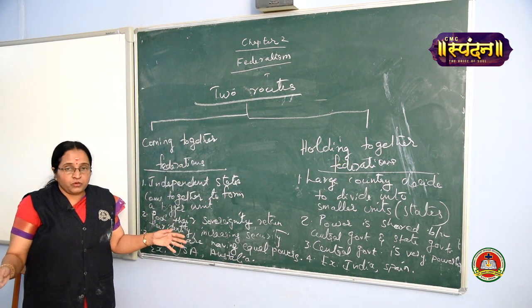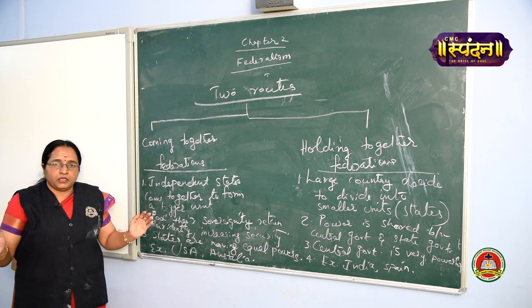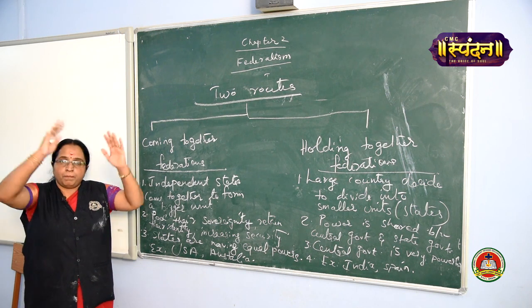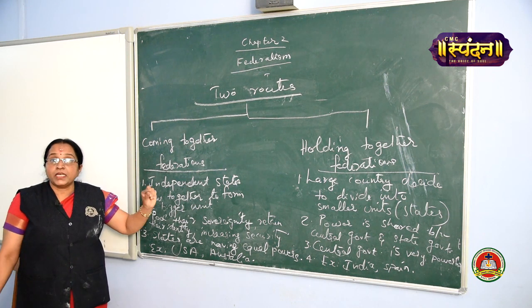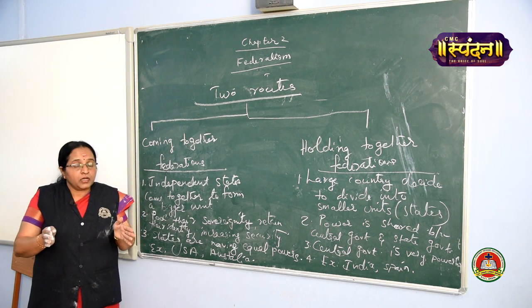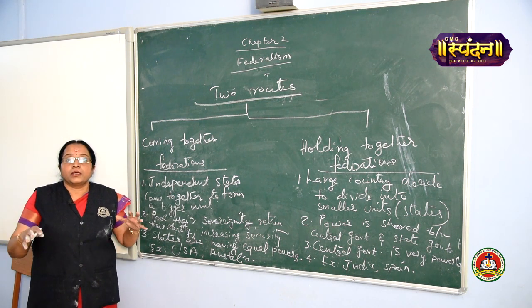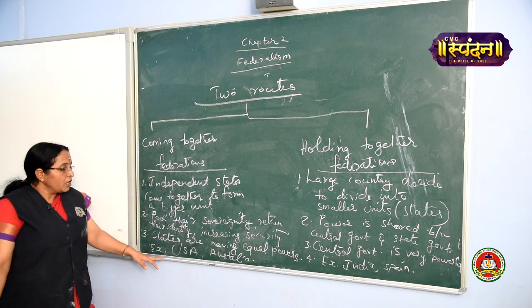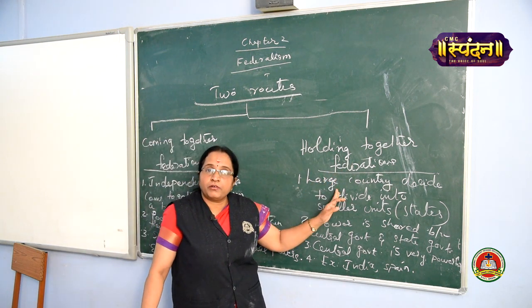Now see, if you want to get an idea of coming together federation, nothing to learn, nothing to worry. All the states come together to form a bigger unit. Why are they coming? These states are independent. Why are they coming together? To make themselves secure, but they retain their identity and increase their power. Example, USA, Australia.